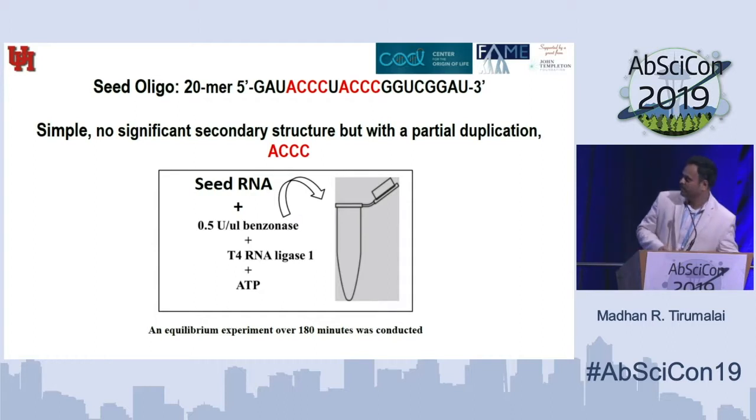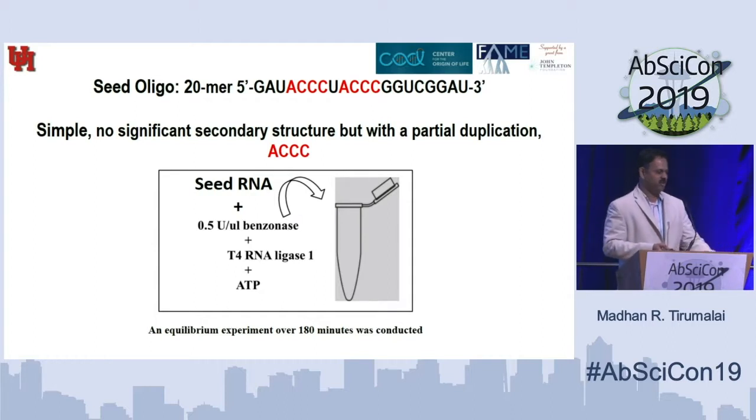Okay, so what we did, we chose the seed oligo, which is a reasonably humble oligo. It has no secondary structure, so convenient, and it has just one small little repeat of A followed by 3 Cs, but absolutely no secondary structure. So you take the seed oligo, combine it with the benzonase and ligase along with ATP, run it for 180 minutes, take out samples every 30 minutes, sequence the same, and also run gels of each of these samples together.